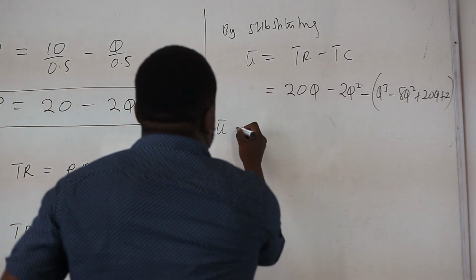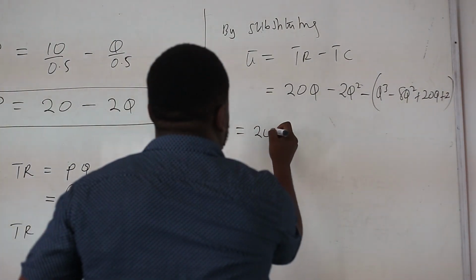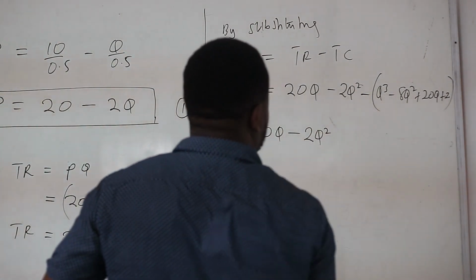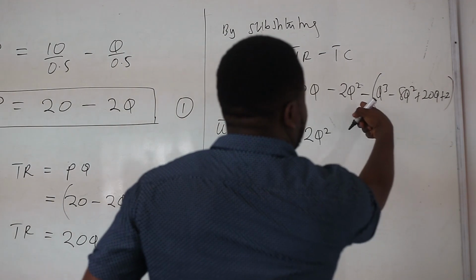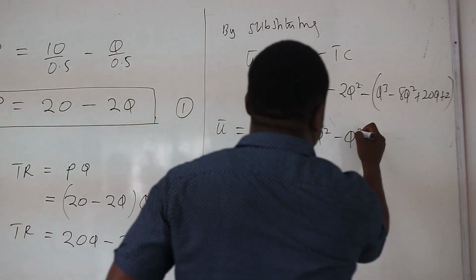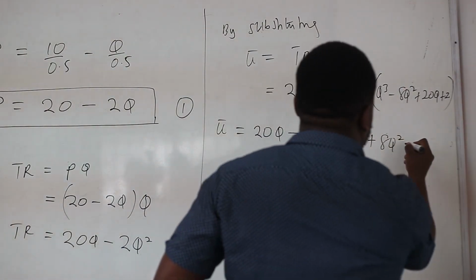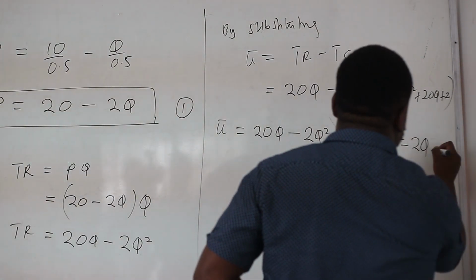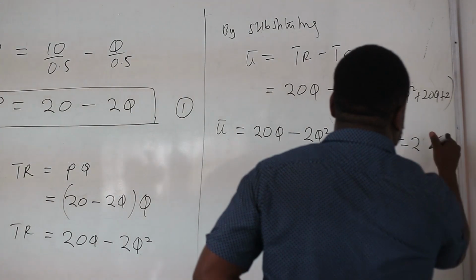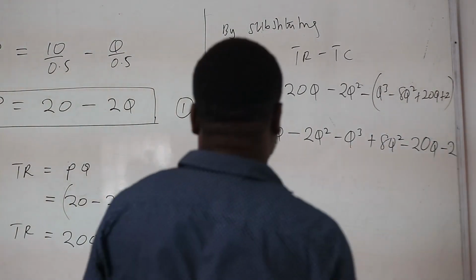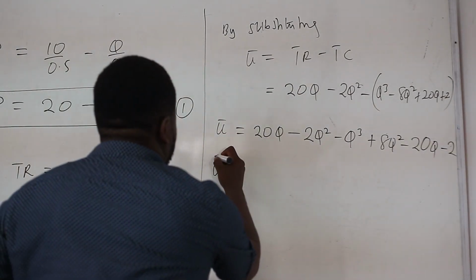So profit is equal to 20Q minus 2Q squared. We are expanding this, so the minus affects everything in the brackets. We have minus Q³ plus 8Q squared minus 20Q, then minus 2. So we can simplify this.